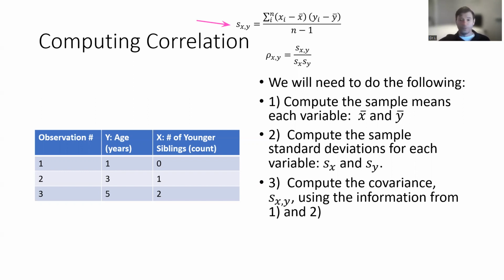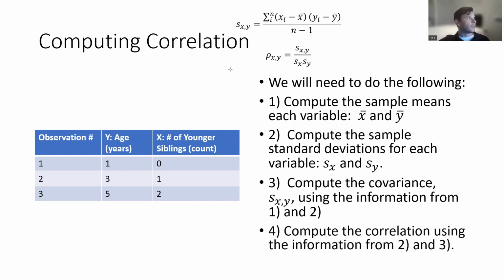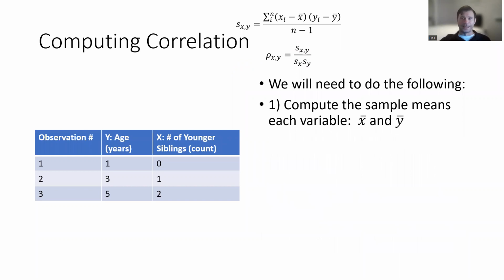And in step 4, we're going to use our results from 2 and 3 to then go ahead and compute the correlation by taking the ratio of the covariance calculated in step 3 to the product of the standard deviations computed in step 2. Okay, so first thing, let's go ahead and calculate the sample means for each value x and y.